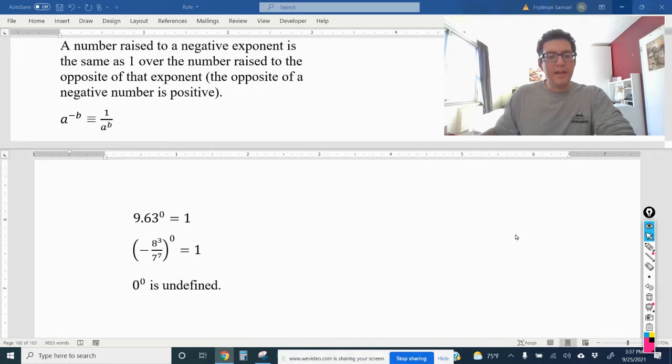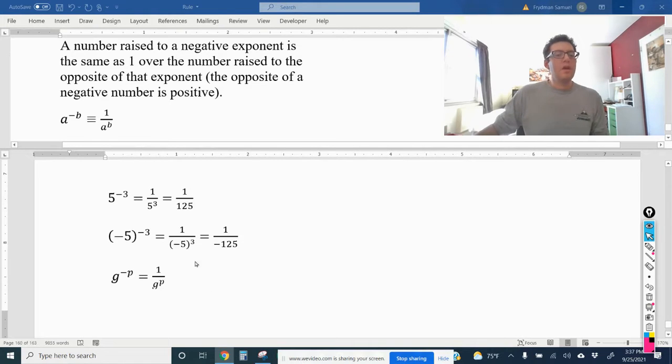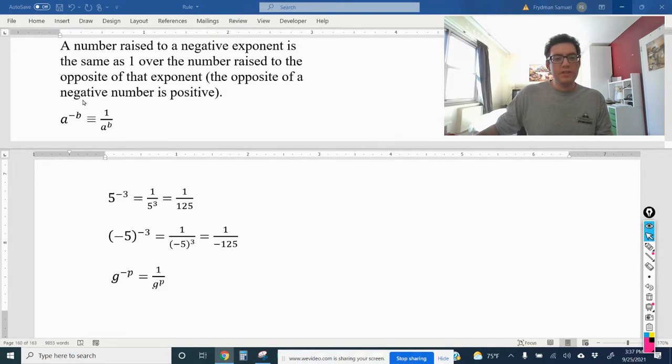So let's go ahead and look at some examples. 5 to the negative 3rd power, according to this new rule, would be equal to 1 over 5 to the positive 3rd power, which is 1 over 125. Where did 125 come from? That's just 5 to the 3rd power. 5 times 5 times 5 is 125.